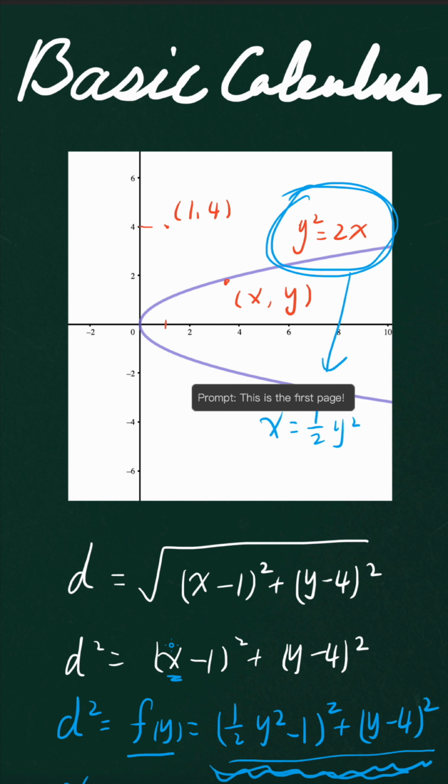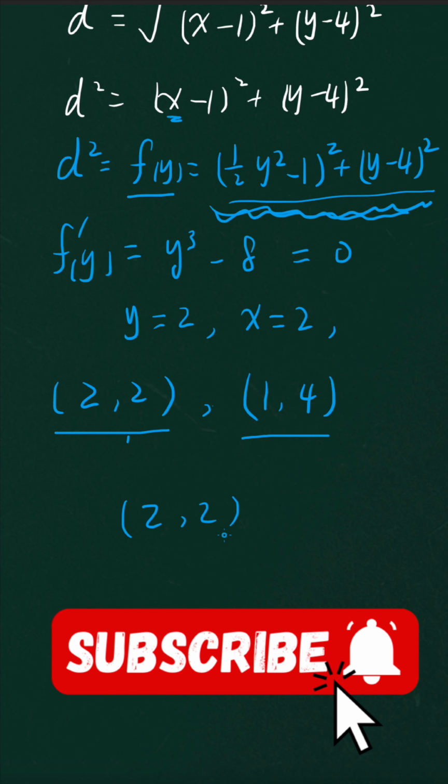Let's take a look at the graph. If you move the point all the way down to the right side and you keep going on and on, the distance between (x, y) and (1, 4) is going to be larger and larger and larger until it reaches infinity. In other words, the distance between (1, 4) and (x, y) has no maximum. So the point (2, 2) is the answer for today's question.